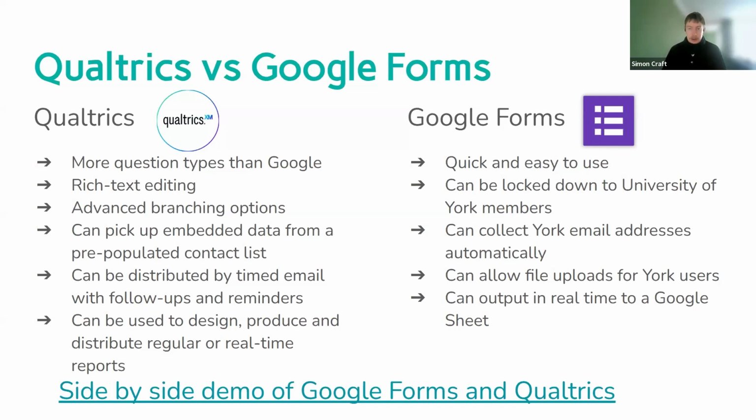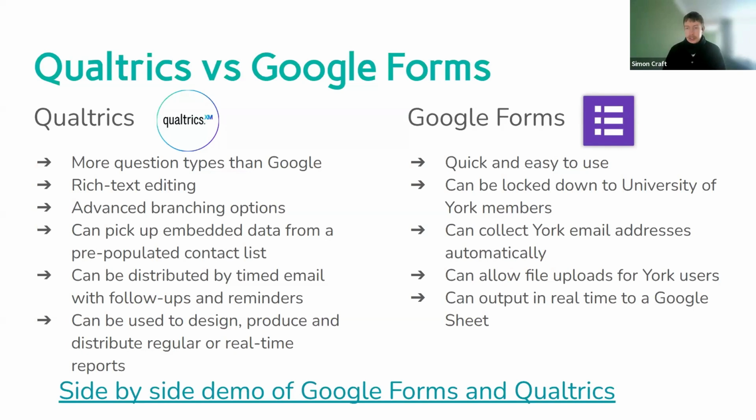But sometimes you might find Google Forms can't quite do what you want, which is where Qualtrics might come in, because Qualtrics is a bit more advanced than Google Forms. And that's in a good way and a bad way. It means it's a little bit more challenging to get to grips with, but you can do more with it if you need to. So it's got more question types than Google. You can do rich text editing, allowing you to put a lot more customization into how your questions appear and how your forms appear.